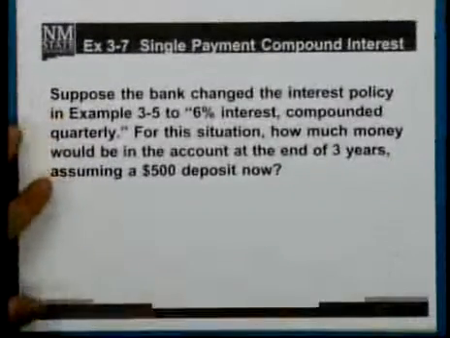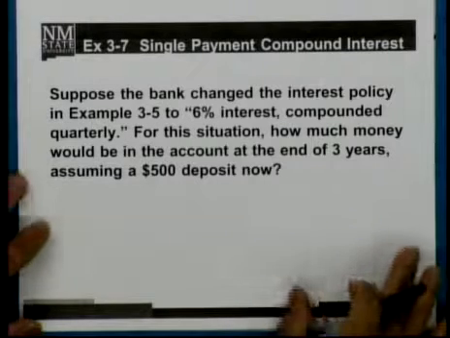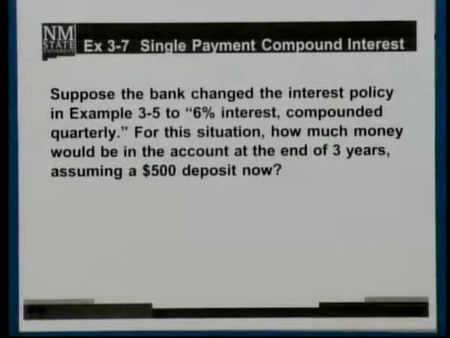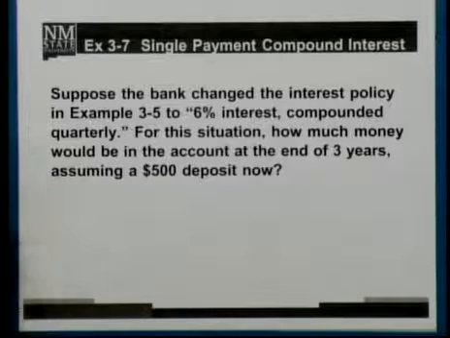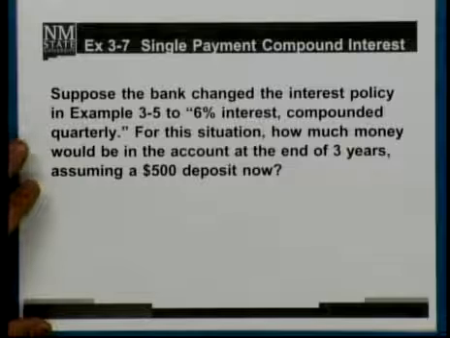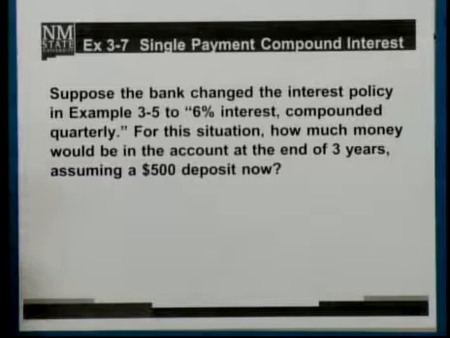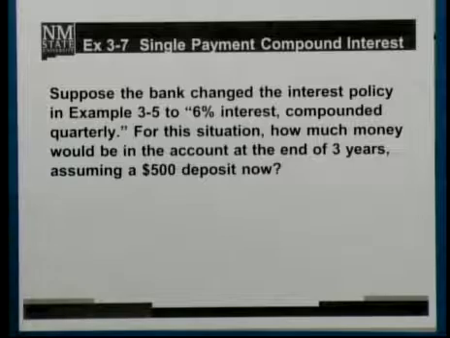Next, let's talk about example 3-7. Okay. Suppose the bank changed the interest policy in example 3-5 to 6% interest compounded quarterly, not annually. Okay? So for this situation, how much money would be in the account at the end of 3 years, assuming a $500 deposit right now?